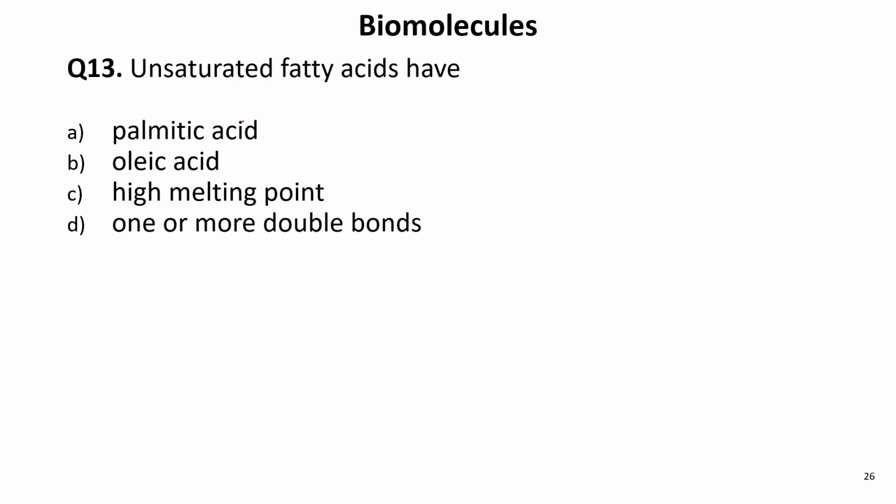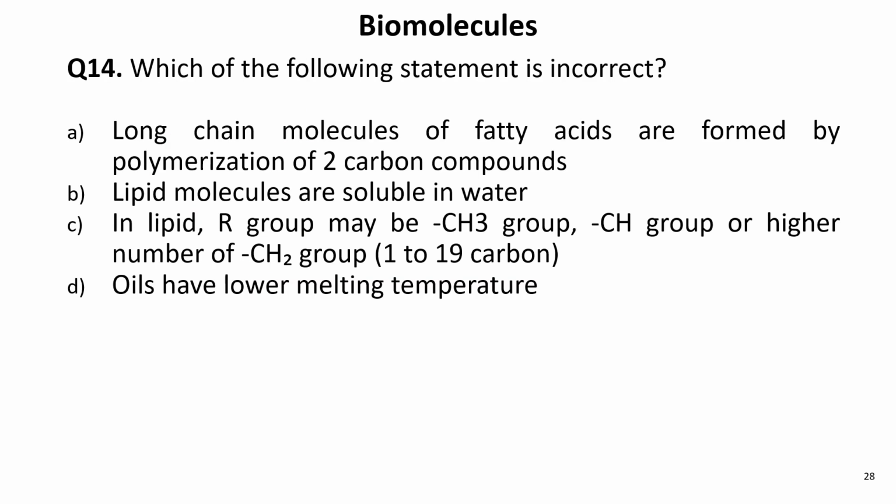Unsaturated fatty acids include palmitic acid and oleic acid, with a high melting point, and have one or more double bonds. So unsaturated fatty acids are the fatty acids which have one or more double bonds. Okay, so they are called unsaturated fatty acids. Which of the following statements is incorrect?